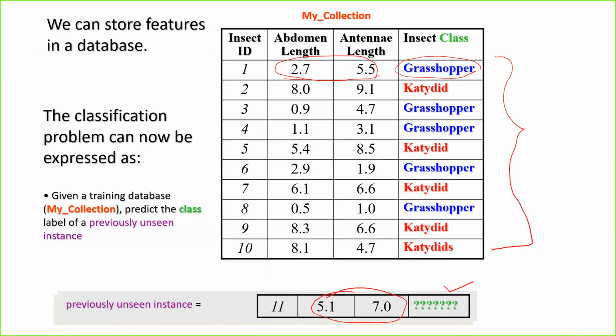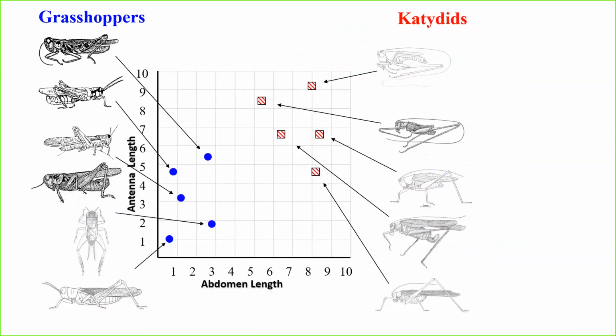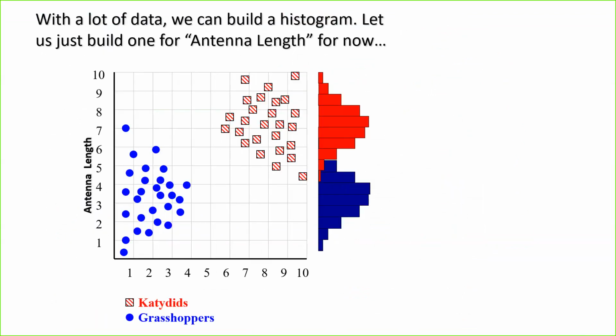Okay, so if I see the distribution of these insects according to their abdomen length and antenna length, this is how these insects are distributed. If I take more insects coming from the same distribution, it may look something like this. So this is how the insects are distributed according to their abdomen length and the antenna length.